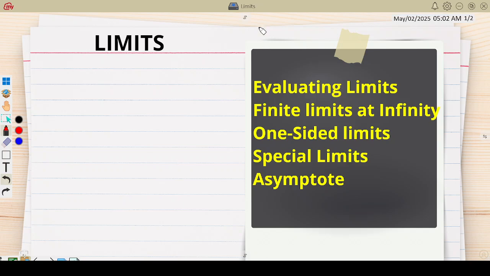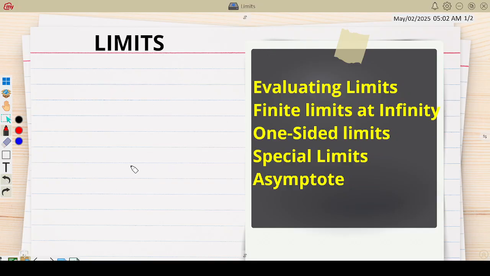In this lesson, we're going to run through limits. We'll start from the basics, what is a limit, and we'll evaluate limits, and then we'll run to limits at infinity, and then we'll do one-sided limits. Then we run to the special limits, and finally the asymptotes. So now to begin with, what is a limit?